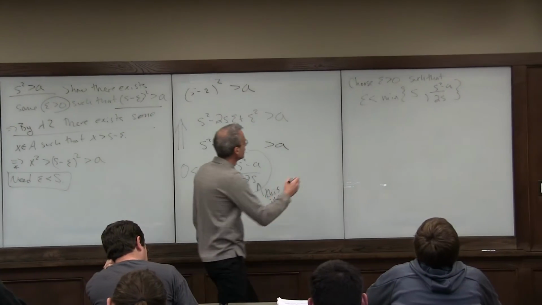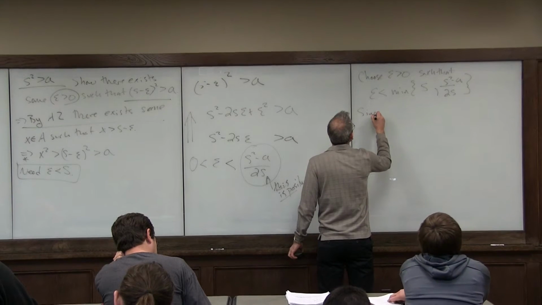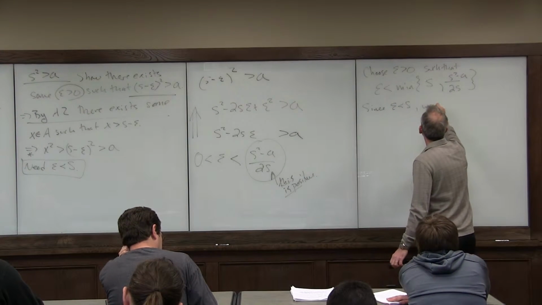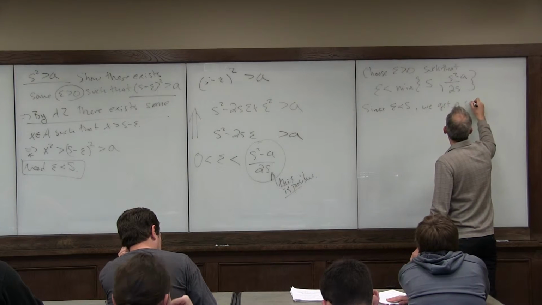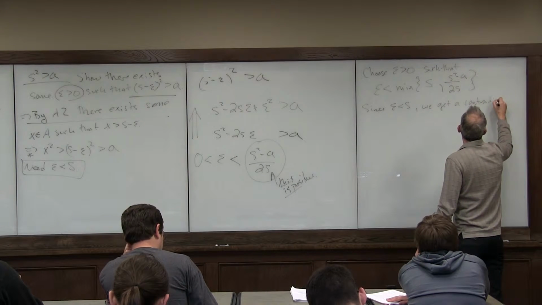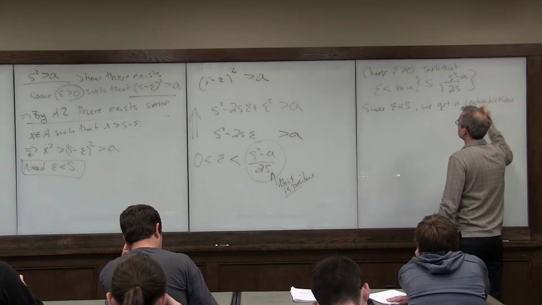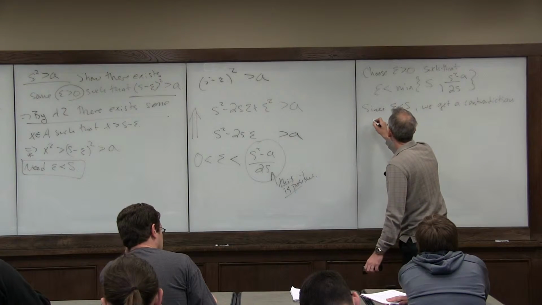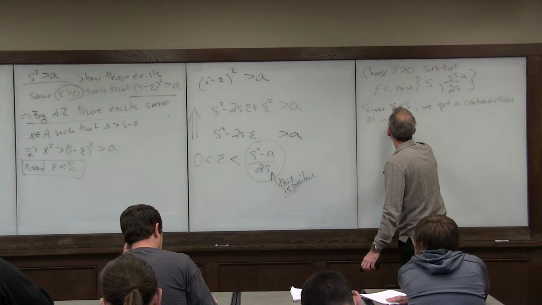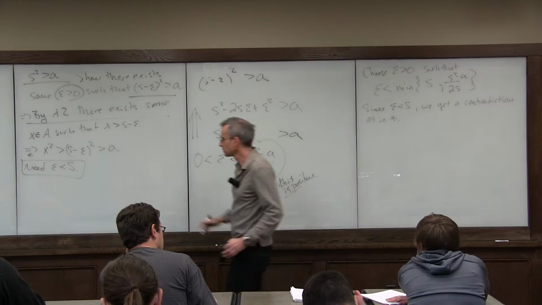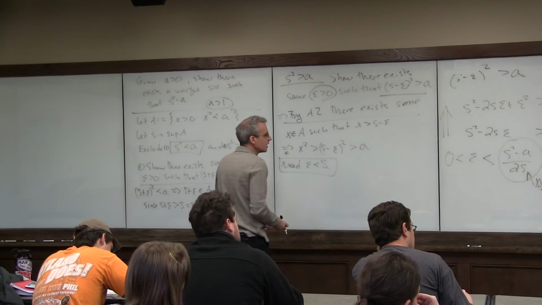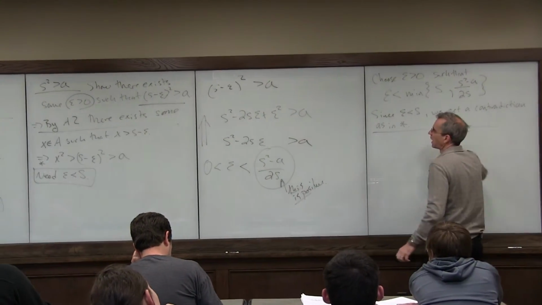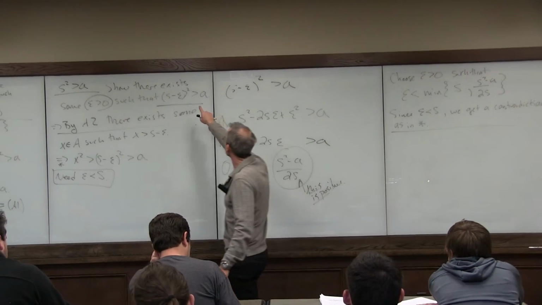Okay, and since epsilon is less than s, we get a contradiction as in our little star there. Okay, so that's what we needed for our contradiction. And then, provided we could verify this, so let's just start.